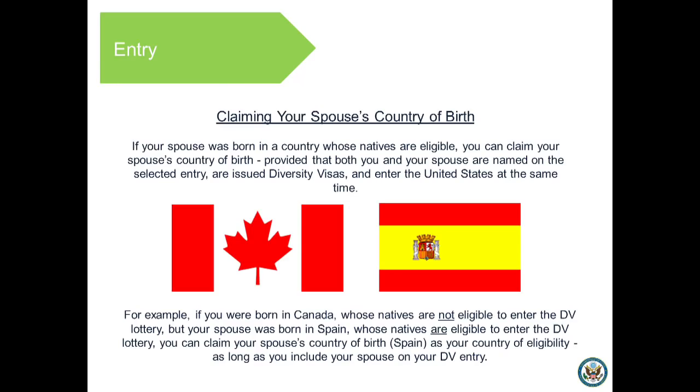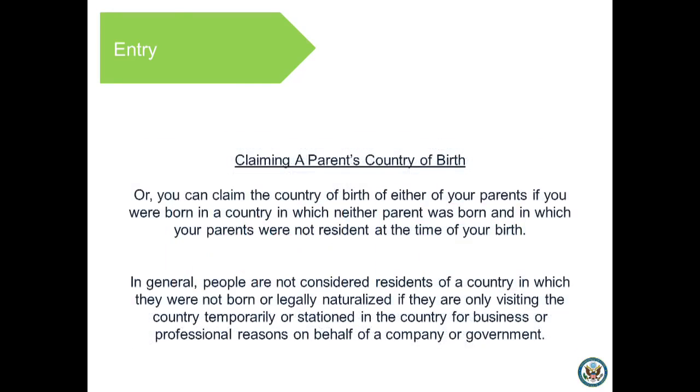For example, if you are born in Canada, whose natives are not eligible to enter the DV lottery, but your spouse was born in Spain, whose natives are eligible to enter the DV lottery, you can claim your spouse's country of birth, Spain, as your country of eligibility, as long as you include your spouse on your DV entry. Claiming a parent's country of birth.